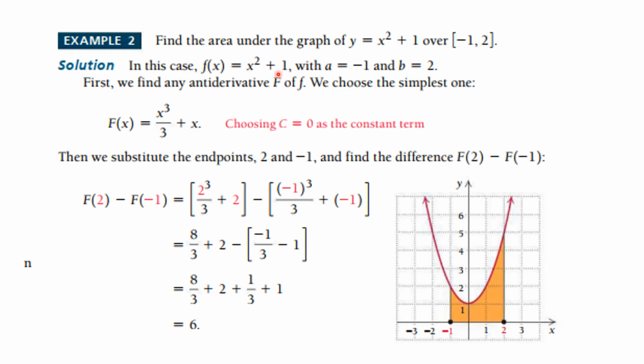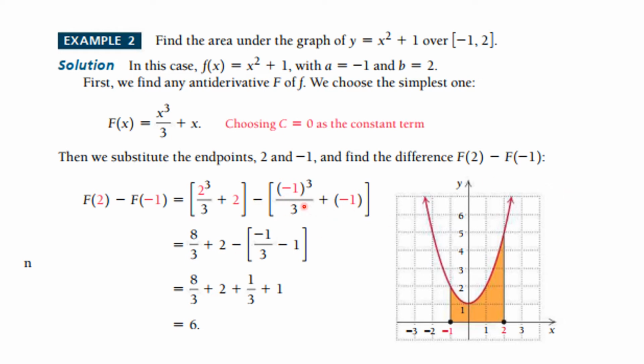And here it is 1, and 1 is x to the 0, so that is add 1 to the exponent, divide by the new exponent, and we get x. And we're taking c to be 0 because that's much simpler. So now what we're going to do is we're going to substitute 2 and minus 1 in the endpoints, and we're going to find out the difference between capital F of 2 minus capital F of minus 1. So here's what we get when we put 2 into this capital F of x minus. And this is what happens when we put minus 1 in here.